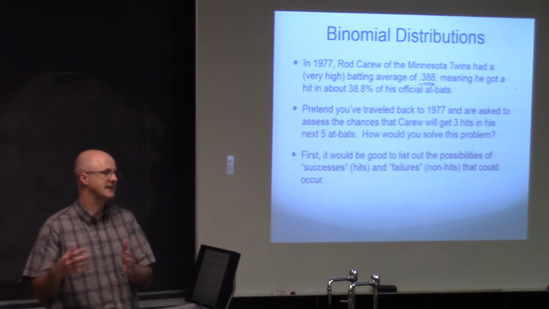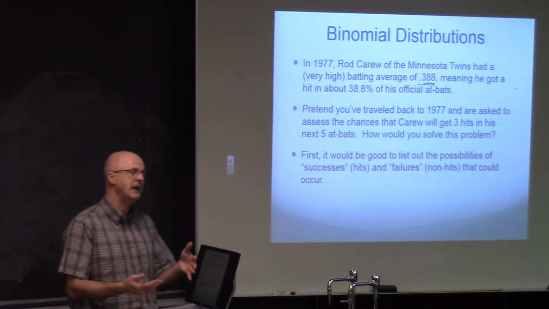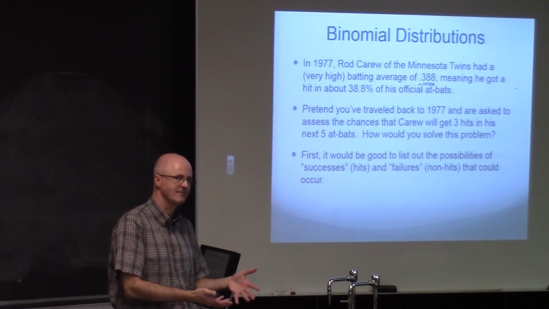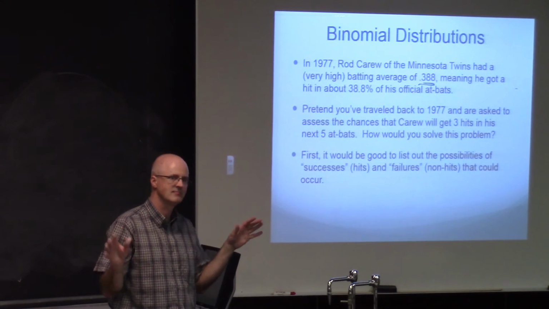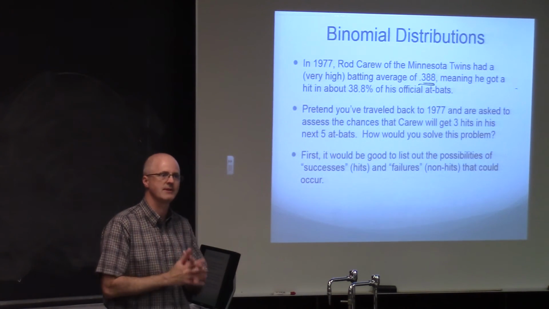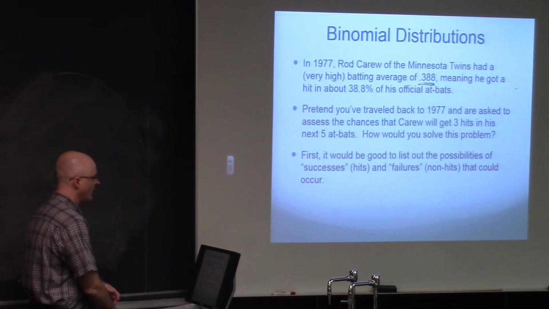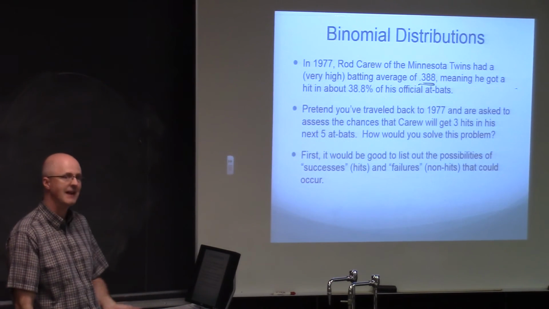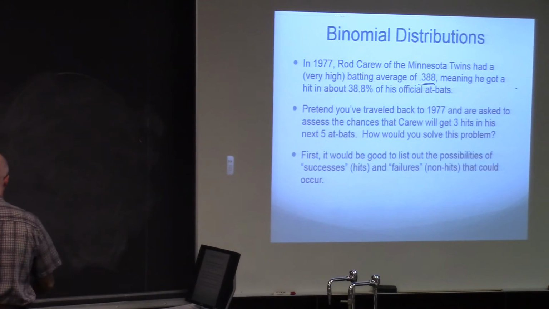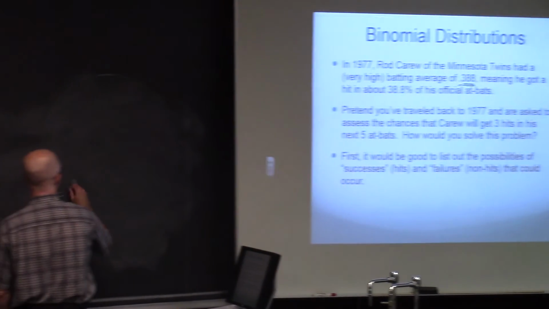He can either have success, meaning he gets a hit, or he can have failure, meaning he doesn't get a hit, ignoring walks and that kind of thing. These are 5 official at-bats. You can either have a success or a failure. We're going to count the number of successes. X, our binomial random variable, is going to represent the number of successes.